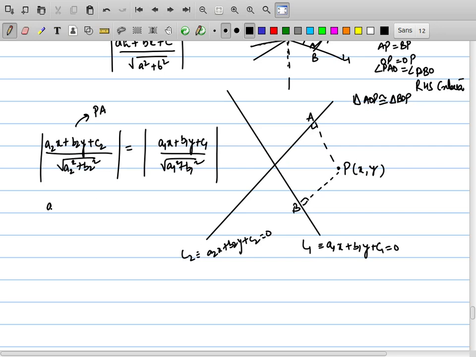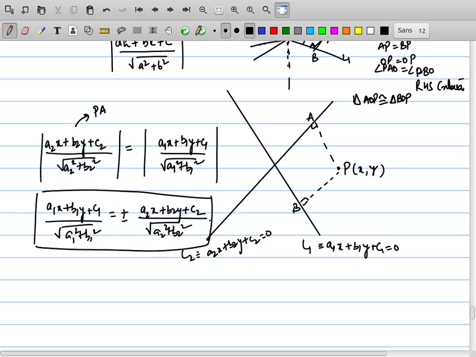Now if we remove the mod, we can write (a1x + b1y + c1)/√(a1² + b1²) = ±(a2x + b2y + c2)/√(a2² + b2²). Now this represents the equations of the bisectors of the lines L1 and L2. If we take the positive sign and solve, we get one equation, and if we take the negative sign and solve, we get the other equation.